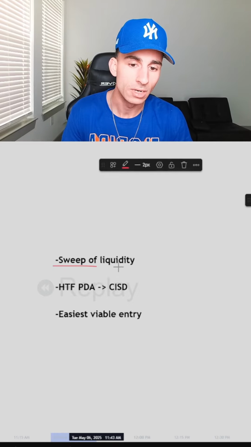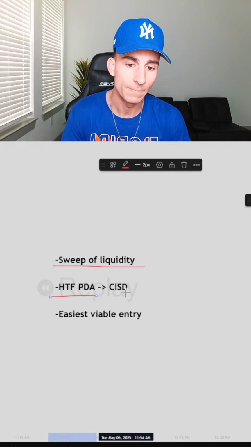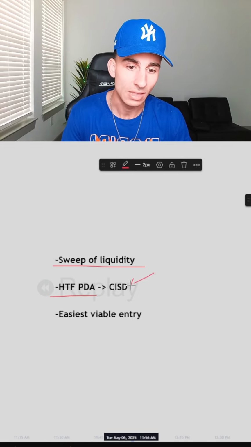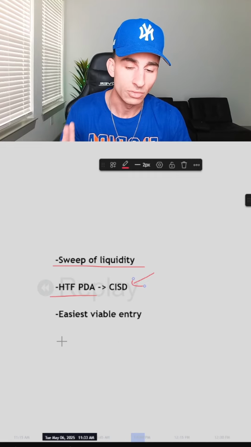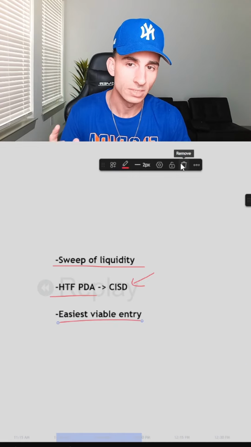So first, we're gonna need a sweep of liquidity. Second, we're gonna need a high time frame PD array. So that's basically just a fair value gap. And then we're gonna need a CISD that leaves that fair value gap. And then third, we are going to need to take the easiest viable entry. Let me show you exactly what that means.